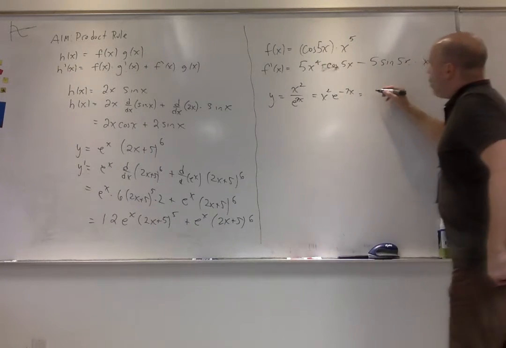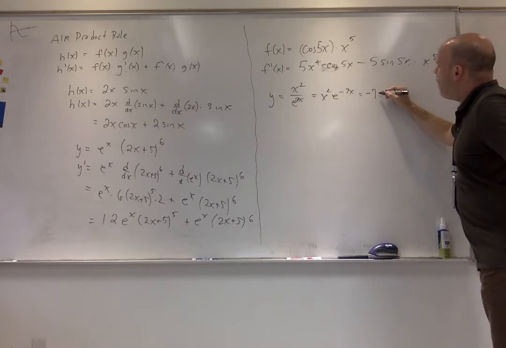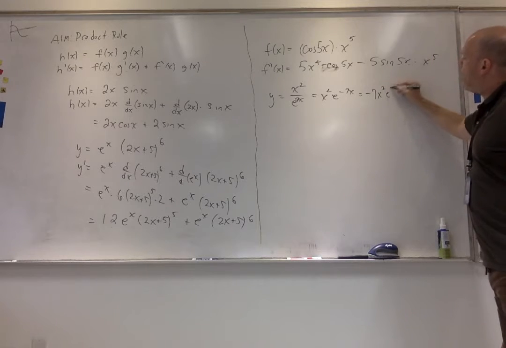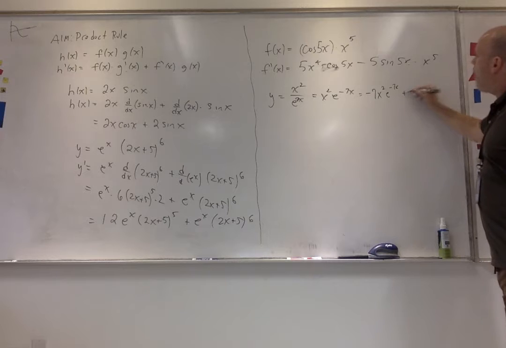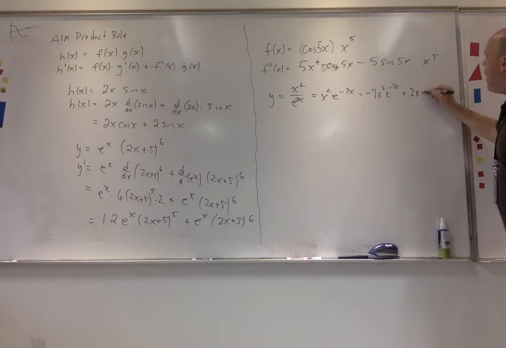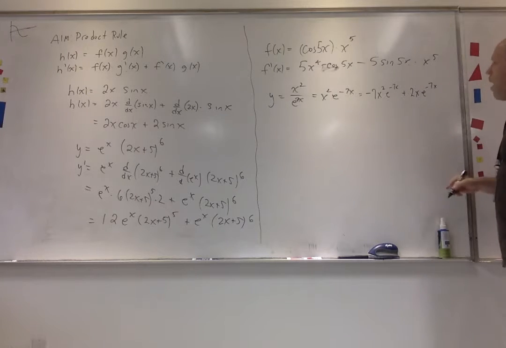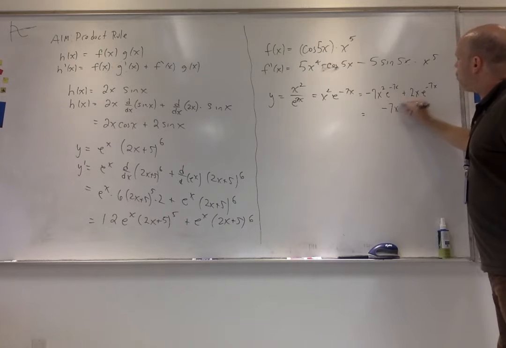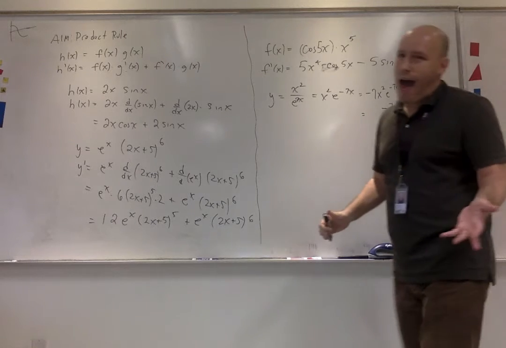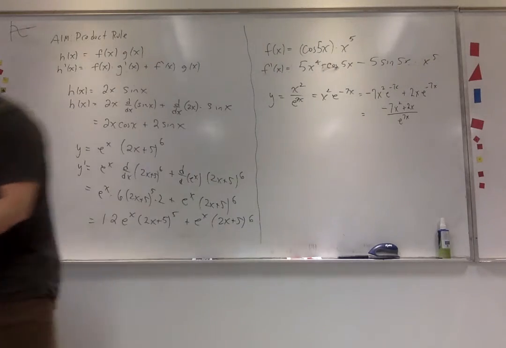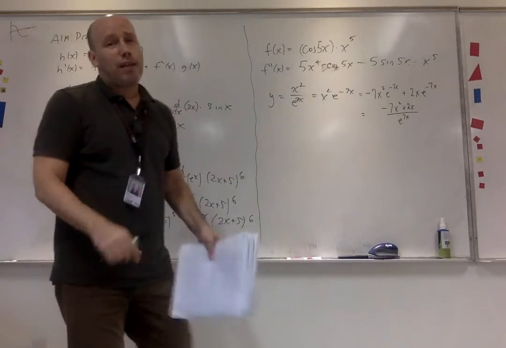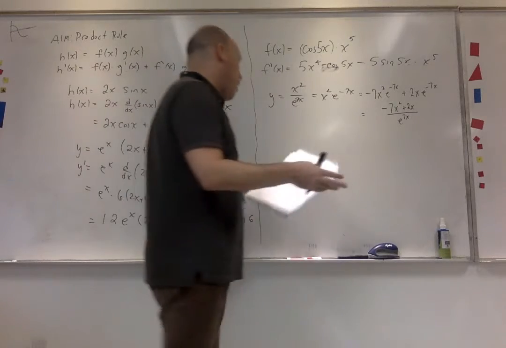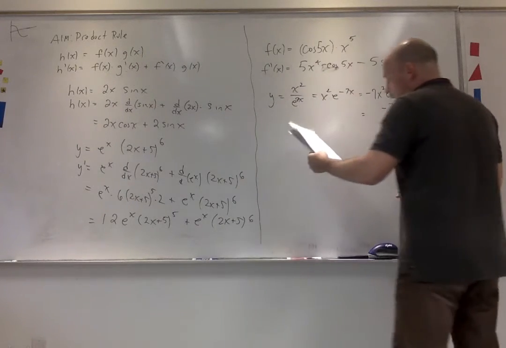Keep the first. So it's negative 7x squared e to the negative 7x plus 2x e to the negative 7x. And you can clean this up a little bit, and you get negative 7x squared plus 2x all over e to the 7x. You could do that. I used to do it that way because I didn't like the quotient rule, but then I learned to love it.